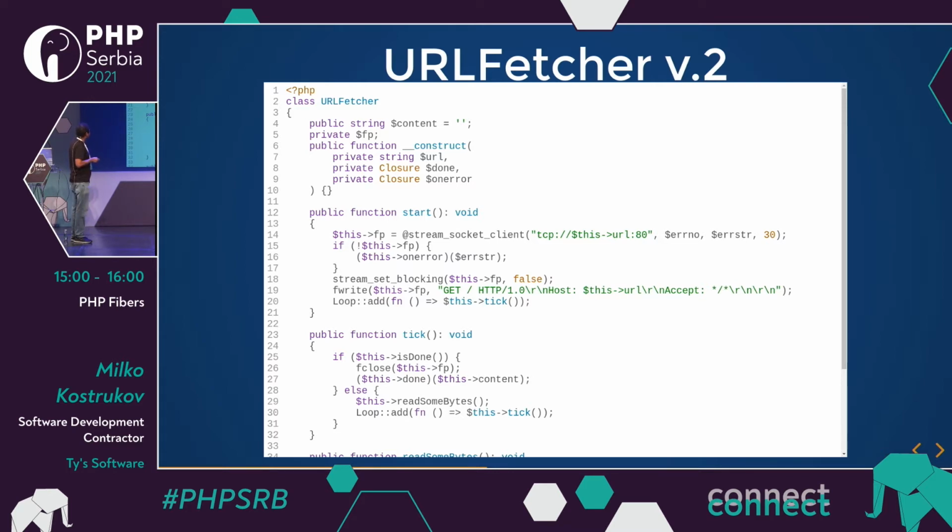The start is pretty much the same, but when we call start, it will add a function on the loop, and the function will call the function tick. So the function tick, that's a new one, the method tick. We'll check if we're done, we'll close the stream, and we'll call the done callback here with the contents that we've downloaded. If we're not done, we'll read some bytes, and we'll add another function on the loop that will call tick. So once the loop starts running, we'll call tick. It will call tick again and again until we're done. Okay, cool. And here below, it's the read some bytes, and the other one is the done method. They're not interesting.